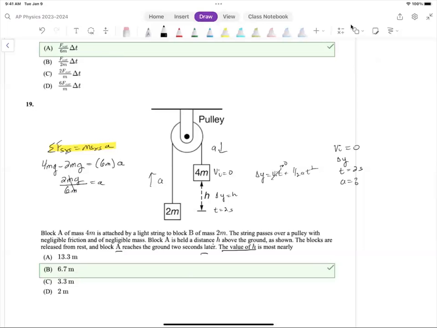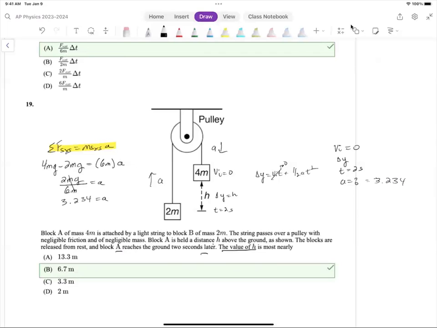2 over 6 is 1/3. 1/3 times little g. So 0.33 times, I'll say 9.8 equals 3.2. Feeling like I made a mistake here. 3.234 equals A. A now is equal to approximately 3.234.